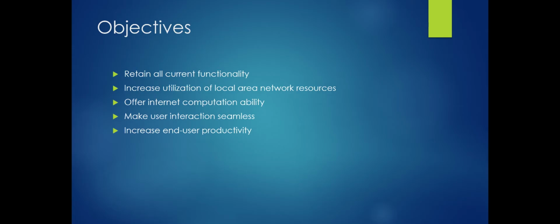And we also want to offer internet computation capability. So this means you could potentially borrow computational power from some other spot on the internet made available either through a particular company or cloud computing services, if you will. We also need to make the user interaction with this new project seamless. We need the user to be able to interact with the application the same way they would have prior to adding this capability. And then obviously, one of the largest objectives here is to actually increase the end user productivity.